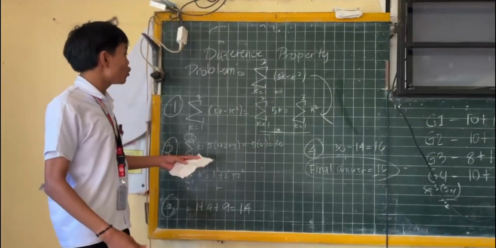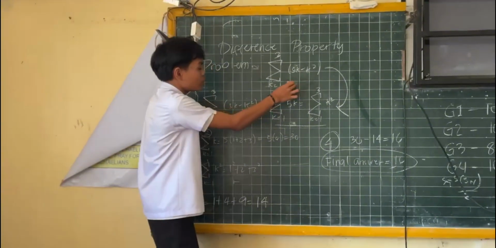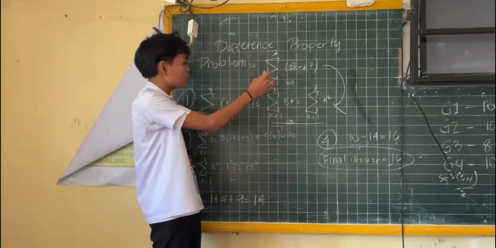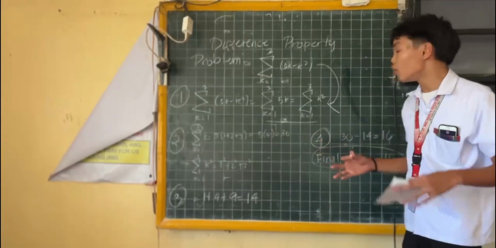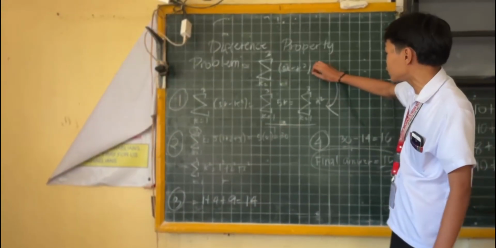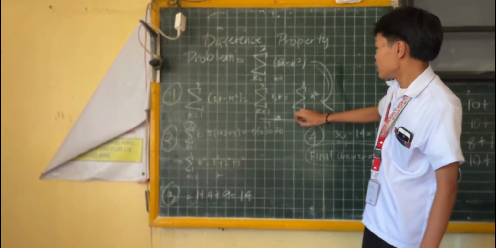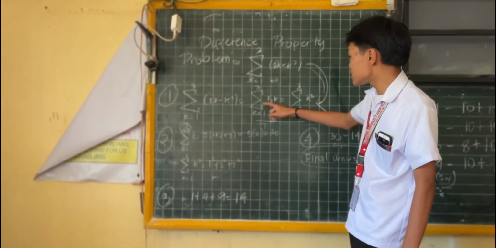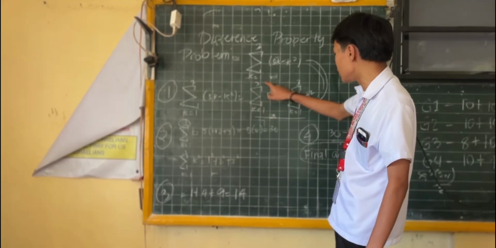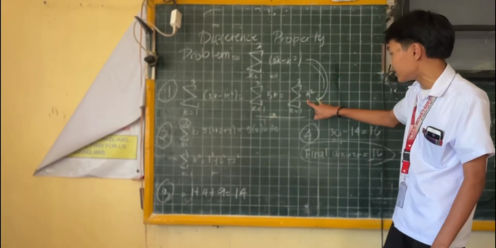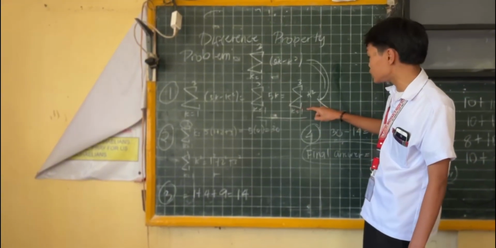For the next example, we have an equation here, the summation of the quantity 5k minus k squared, where k is equal to 1 to 3. So the first step we need to do is split using the difference rule. From the word split, we need to separate it. And this is the separated form. The first term is the summation of 5k, where k is equal to 1 to 3, and the second is the summation of k squared, where k is equal to 1 to 3.